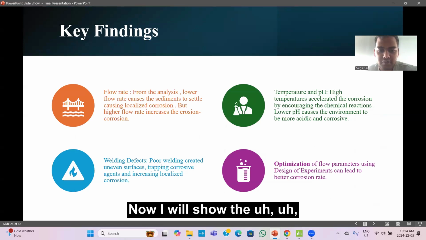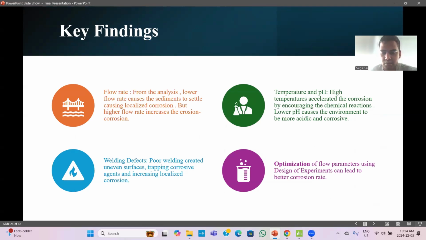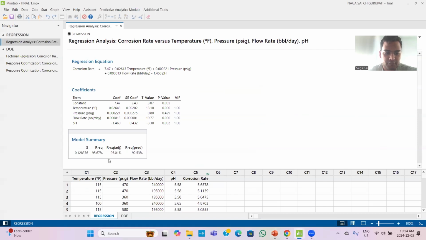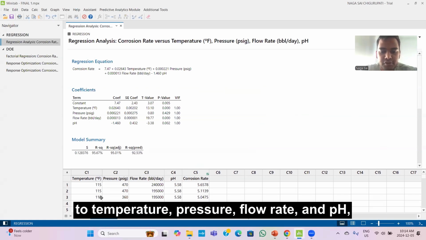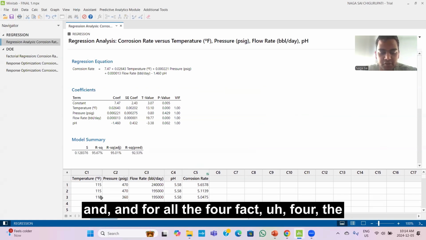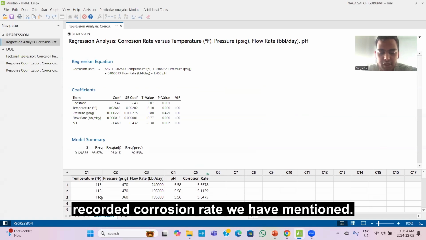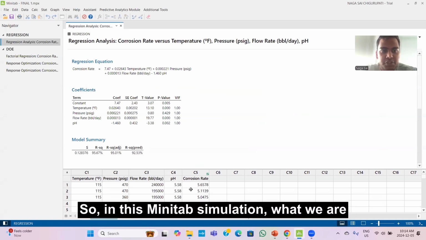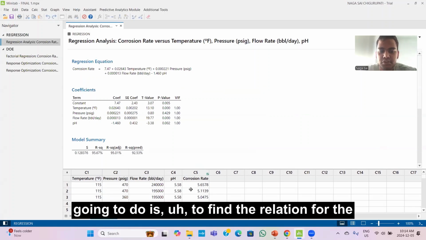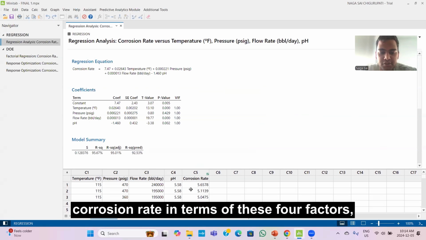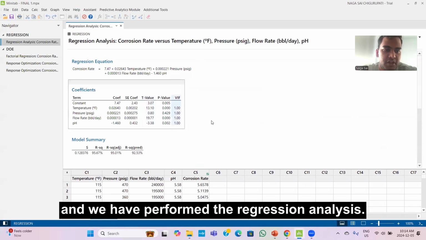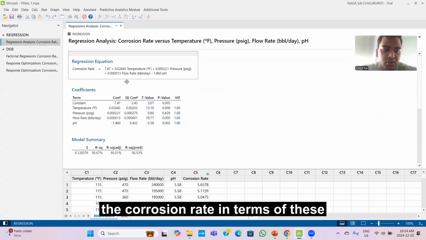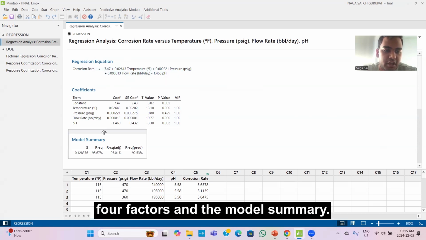Key findings. Now, I will show the Minitab live simulation. You can see we have selected all the data related to temperature, pressure, flow rate, and pH, and for all four, the recorded corrosion rate we have mentioned. In this Minitab simulation, we are going to find the relation for the corrosion rate in terms of these four factors, and we have performed the regression analysis. This is the equation for the corrosion rate in terms of these four factors and the model summary.